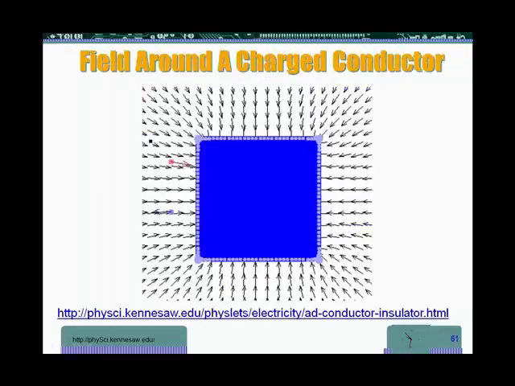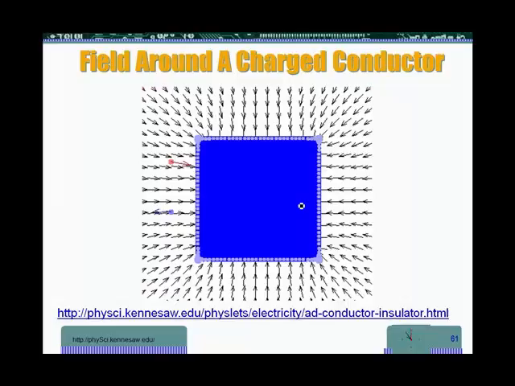Okay, now let's take the case of a conductor. I have a simulation that I set up for that, and let's put some charges in the conductor. What's going to happen to the charges? They are going to repel each other. Okay, what does that mean if they repel each other? They are going to try to move as far away from each other as they can.